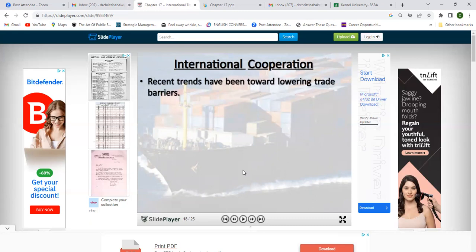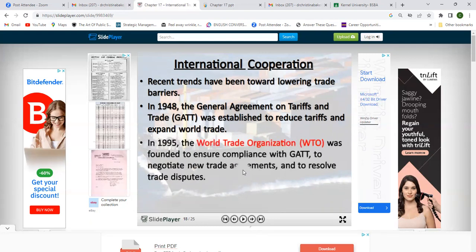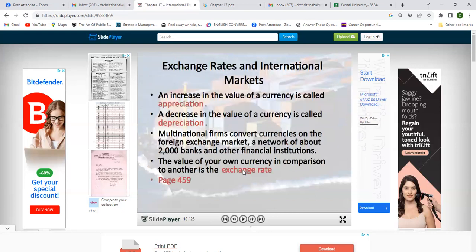Recent trends have been toward the lowering of trade barriers. In 1948, the General Agreement on Tariffs and Trade, GATT, was established to reduce tariffs and expand world trade. In 1995, the World Trade Organization, WTO, was founded to ensure compliance with the GATT, to negotiate new trade agreements, and resolve trade disputes.